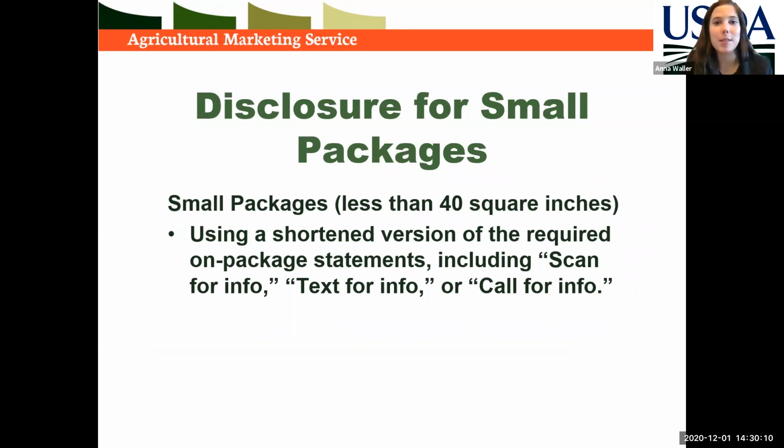The standard defines small packages as those with less than 40 square inches and provides additional flexibility since there is limited space on the package. When using the electronic or digital disclosure, the text message disclosure, or the phone disclosure for small manufacturers, the required on-package statements may be shortened to scan for info, text for info, or call for info. Other than these modifications for the text that appears on the package, the requirements for each disclosure option remain the same.